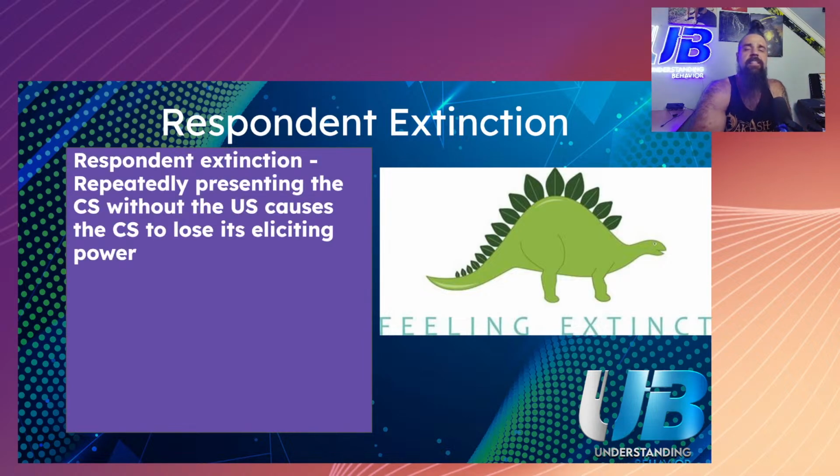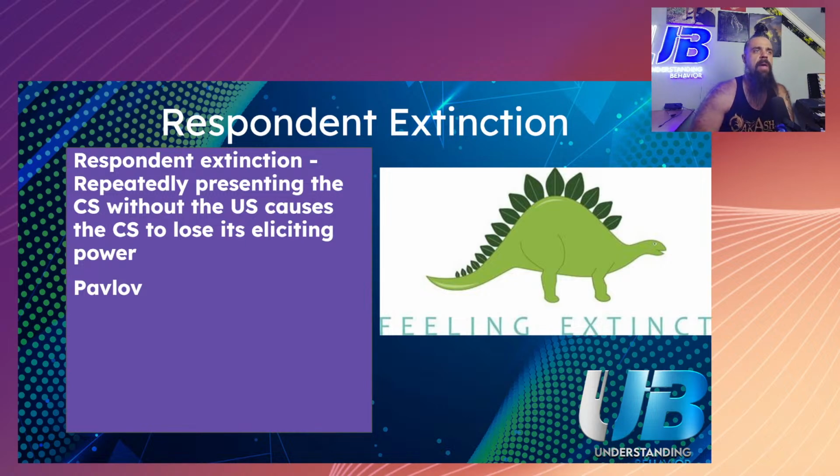So yeah, respondent extinction, different from operant extinction. Respondent extinction is when we kill the relationship between the CS and the US. The way that we do that is that we repeatedly present the CS without the US, and this causes the CS to lose its eliciting power.